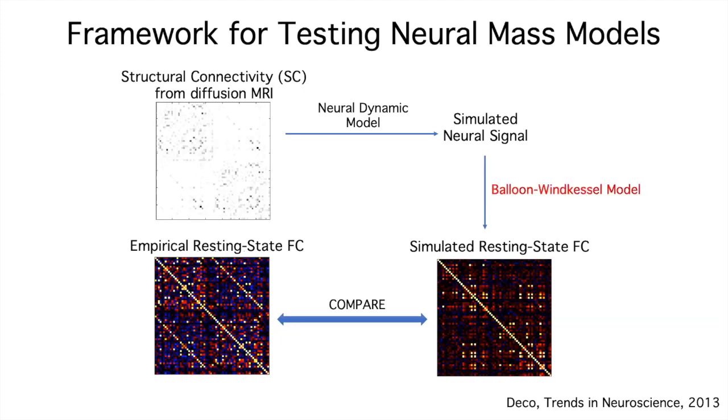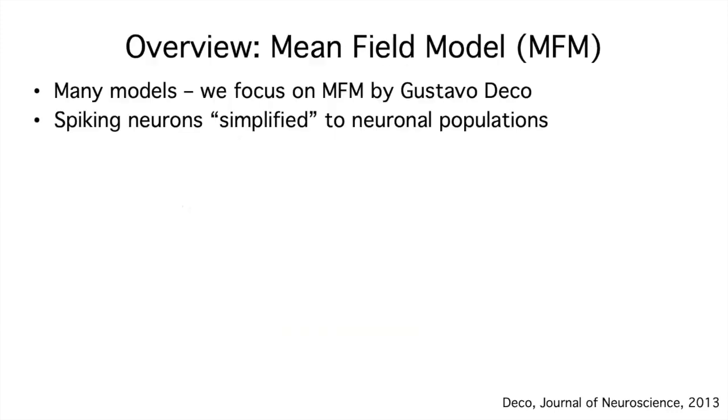Most papers just use the balloon model, which is what we'll use here. Today we'll focus on the neurodynamic model. So there are many possible models. In fact, that's what I understand computational neuroscientists do. They come up with different biophysical models every day, apparently.